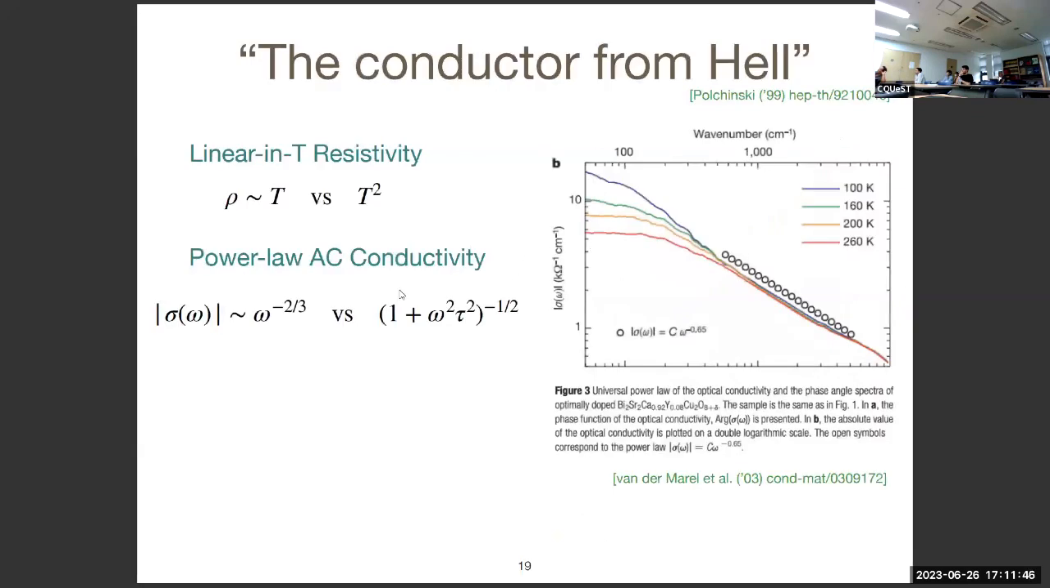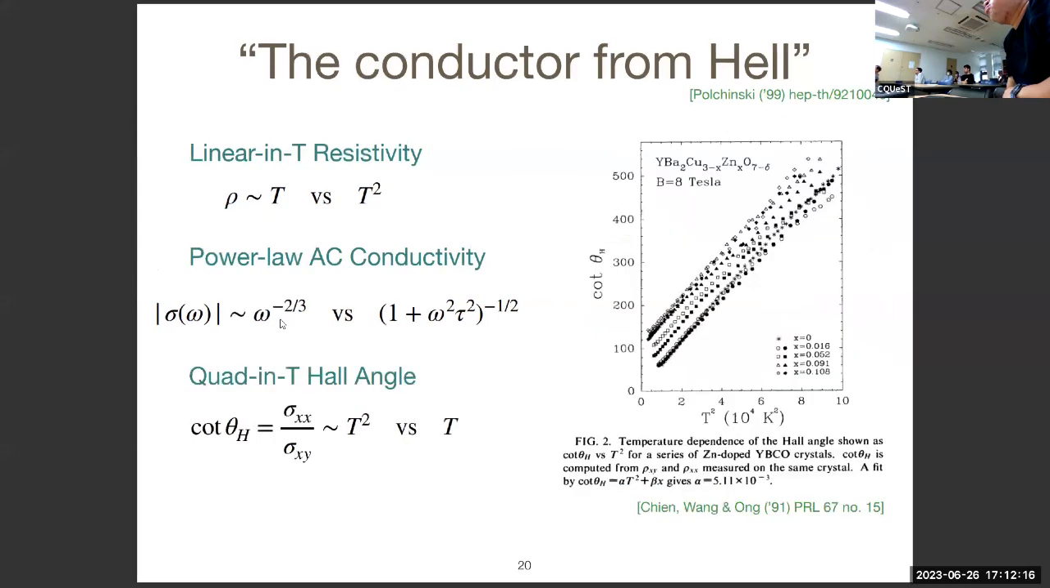Another phenomenon that you'd have to explain is this power law in the AC conductivity. The AC conductivity looks like this, where this is a particular experiment, and these are for different temperatures. But at some point these curves just lie on top of each other, and then you get this beautiful omega to the -2/3 scaling of sigma. So this does not look anything like Drude. Drude is this Lorentzian. So what's going on here?